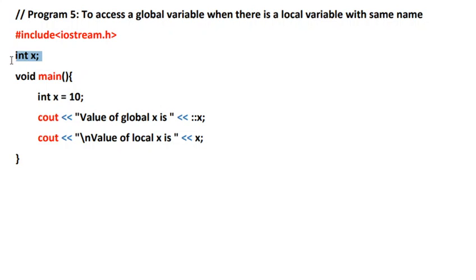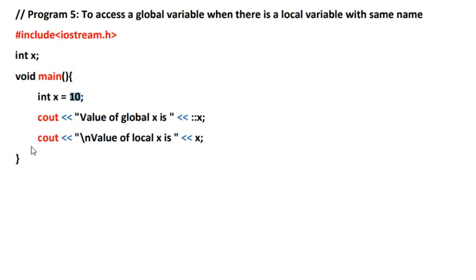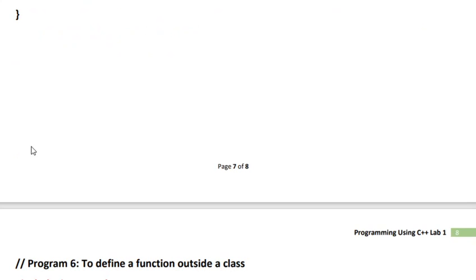Since global variables are initialized with 0, this particular statement will give me 0, because the value of the global x is 0, right? Because by default it's initialized with 0. But in this case, I'm printing the local value of x, so this will give me 10. So this is one of the ways you can use the scope resolution operator.